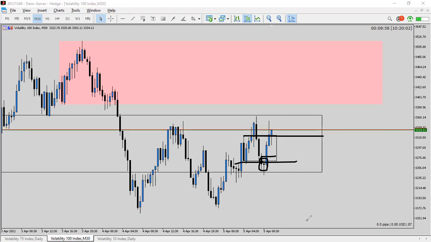Stop loss actually wasn't that strong, sorry. I entered a buy right there. Stop loss was right below here, and my take profit was right here. So this was just a little scalpy thing.